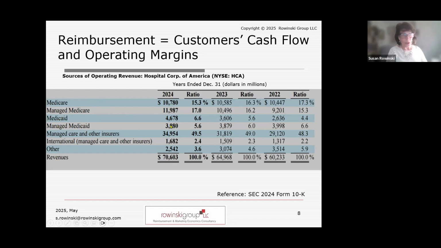from Medicaid, $10 billion. If we look at private insurance or commercial insurance, could be reimbursement from Humana, Cigna, Aetna, and even private insurance such as companies like Google, Google employees that were treated at HCA hospitals. That's almost 34.9 billion. So reimbursement is, as it says up here, your customer's cash flow and operating margins. This is how they make money. This is simply how they make money, is reimbursement for purchasing and using your medical procedure that you are developing.